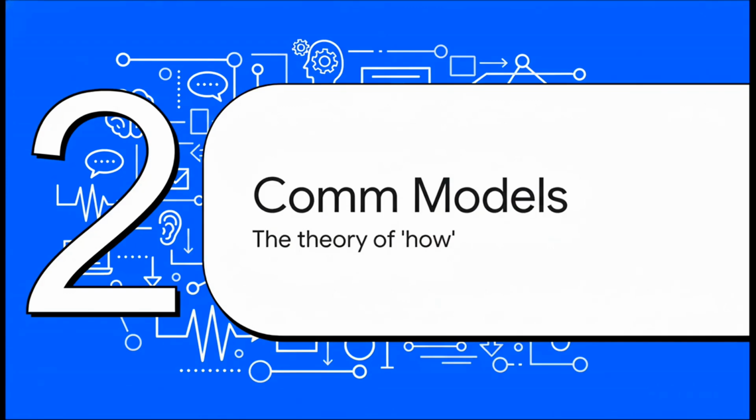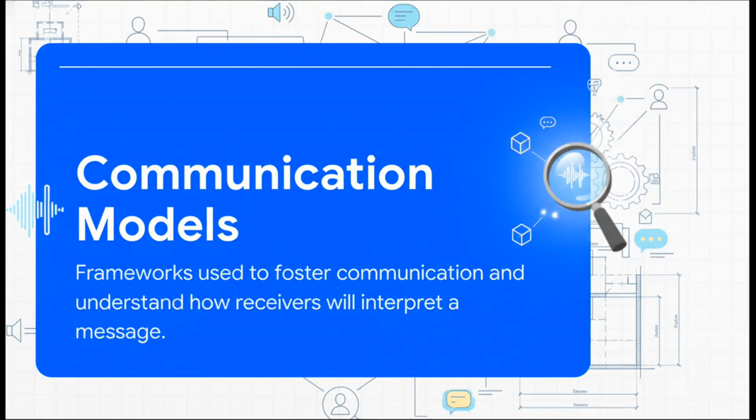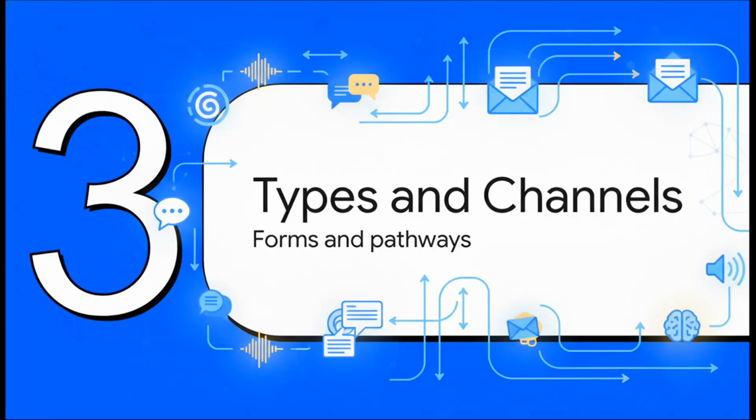We get the environment. Now, let's zoom in on the how. How does communication actually work? Let's look at some of the theories behind it. You can think of a communication model as a kind of blueprint. It's a simple framework that helps us see how a message travels from a sender to a receiver. And businesses use these all the time to plan their messages and try to predict how their audience is going to react to them.